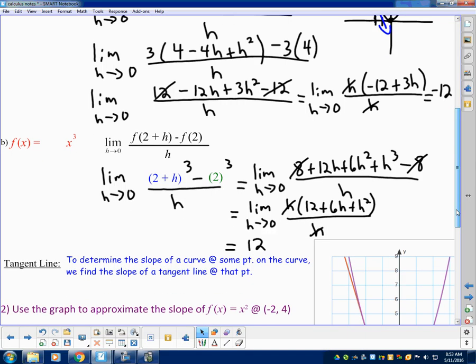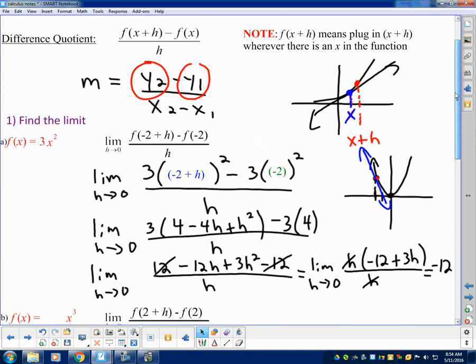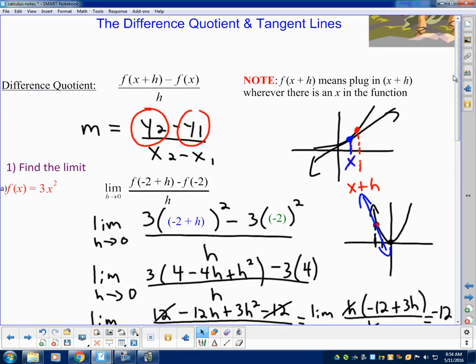So I defined a tangent line here. I already introduced you to that, but there's the definition if you want to write that down. A tangent line is used to determine the slope of a curve at some point on the curve. At a single point, you find the slope of the tangent line at that point. And we find the slope of the tangent line by using the difference quotient and then evaluating its limit as h approaches 0. So the difference quotient was just this up here, right here. This is our difference quotient.